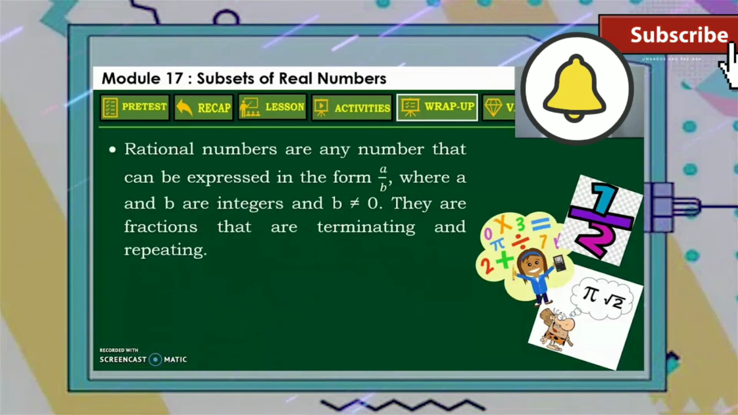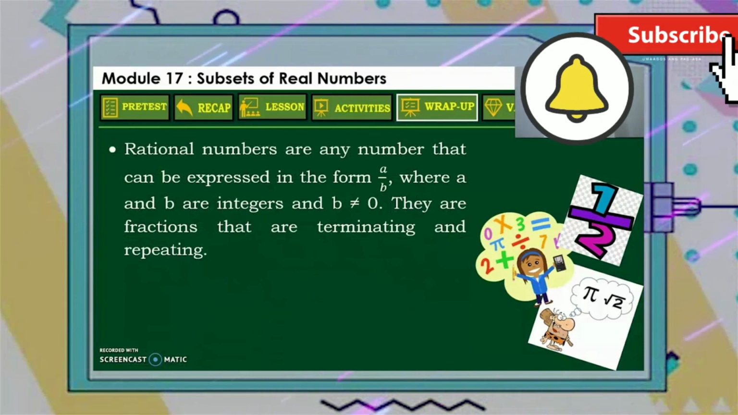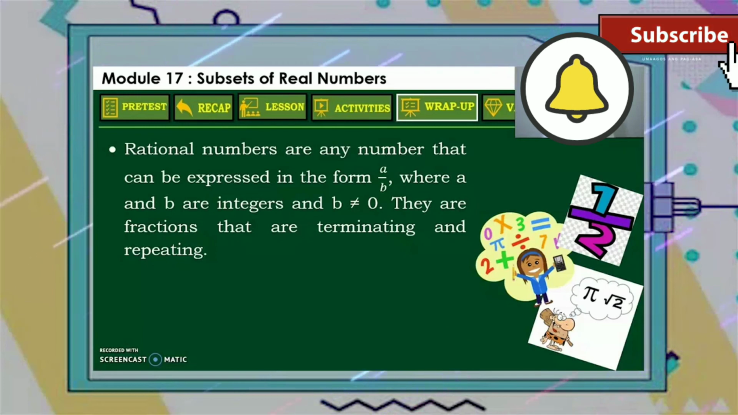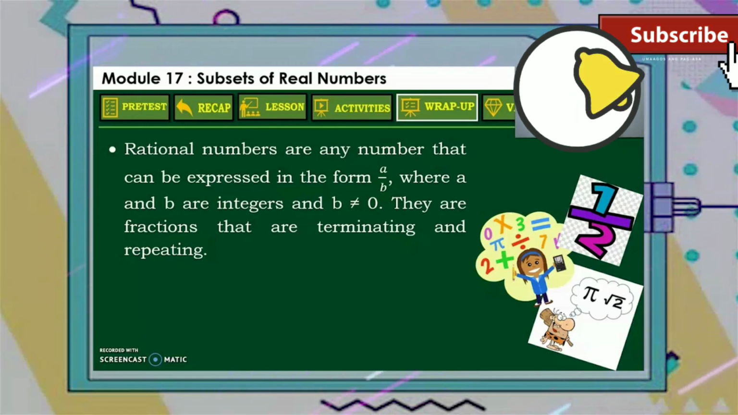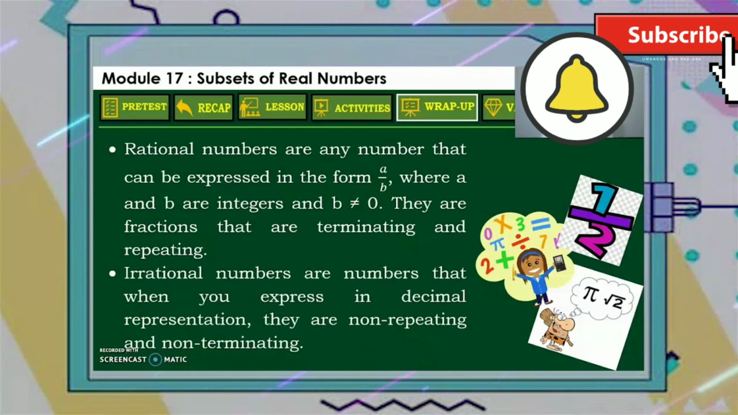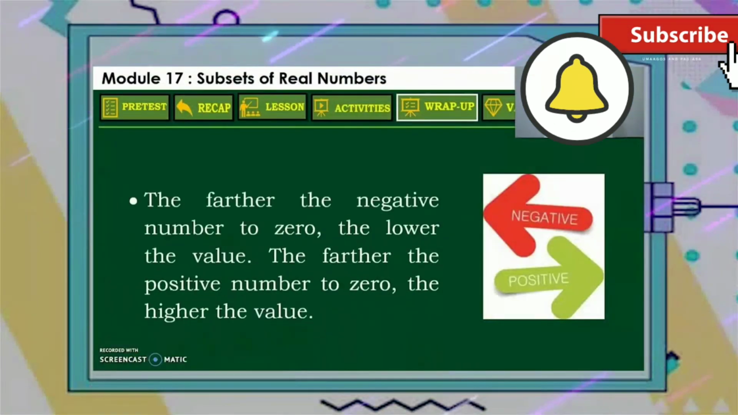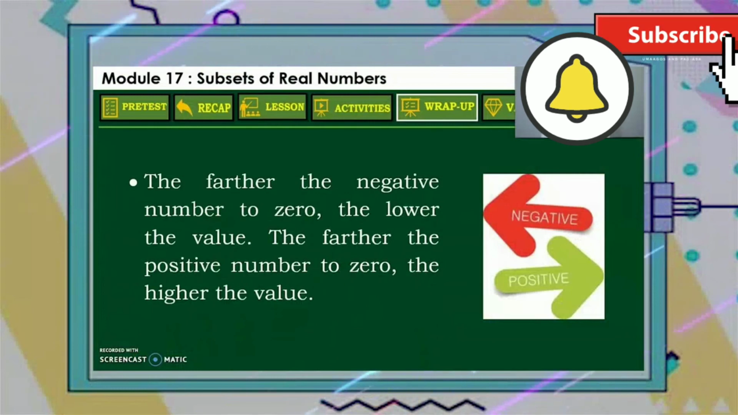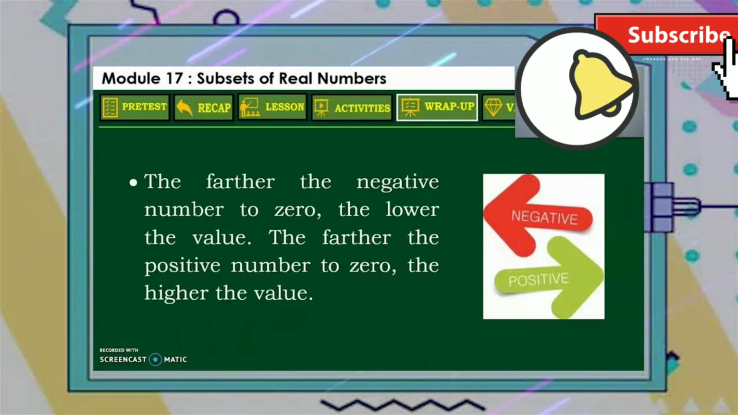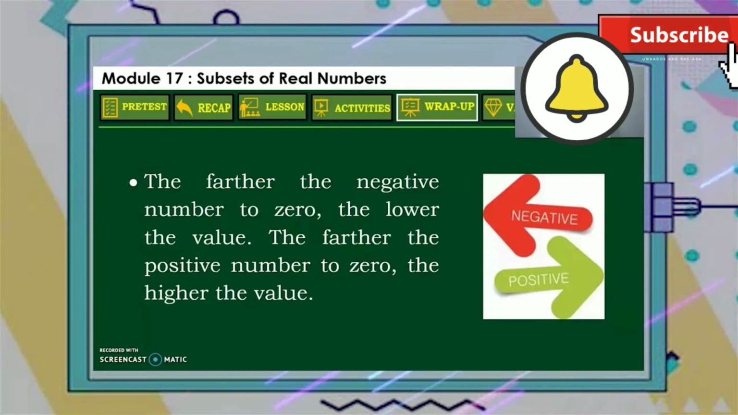Then the rational numbers are any number that can be expressed in the form a over b, where a and b are integers and b is not equal to 0. So they are fractions that are terminating and repeating, while the irrational numbers are numbers that, when you express in decimal representation, are non-repeating and non-terminating. And the last one, the farther the negative number to 0, the lower the value. So the farther the positive number to 0, the higher the value.